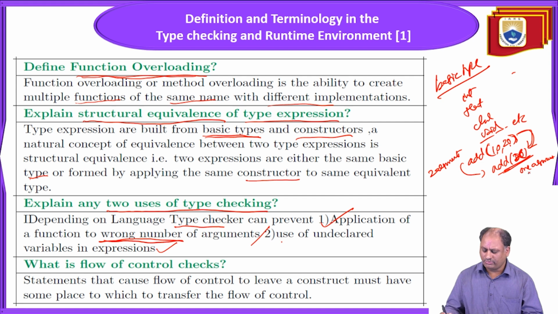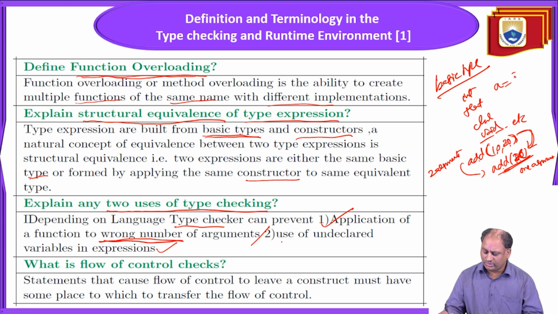That means there is a mismatch in the number of arguments with the parameters while calling the function. The function name is mapped, but the parameters are not mapped. So in this case, type checking is used to verify whether the number of arguments actually passed matches. And the second important one is the use of undeclared variables in the expression.